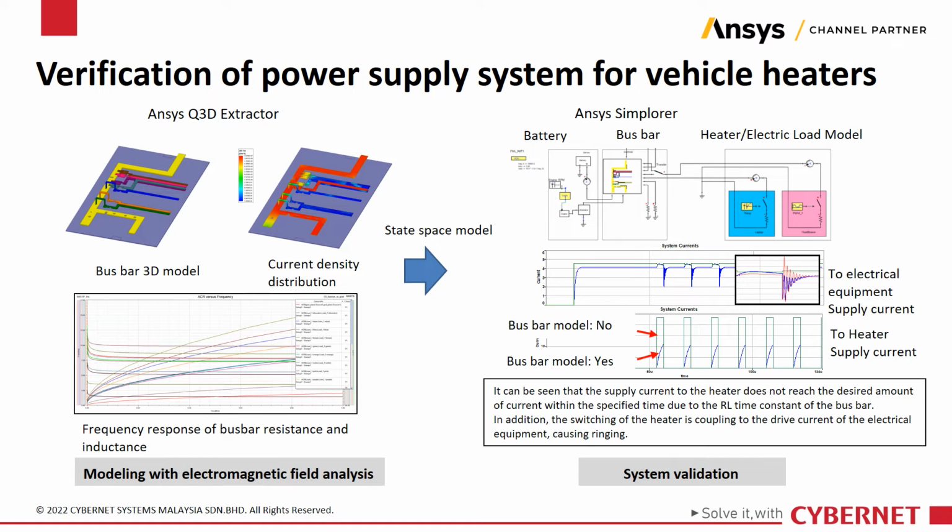Shown to the right is a circuit system with a bus bar inserted between the battery and the heater electrical load model. Looking at the current supplied to the heater, shown in the lower right, we can see that the desired current is not reached within the pulse drive time due to the RL time constant of the bus bar.